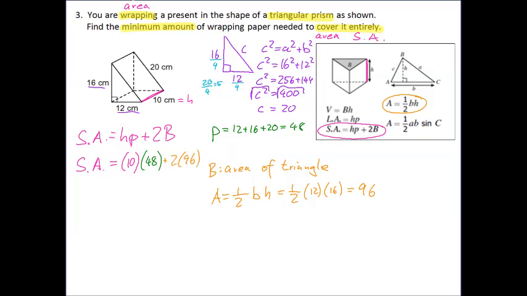And now we're ready to calculate our surface area. Surface area of our triangular prism is 672 centimeters squared. Circle your answer, and we're done.